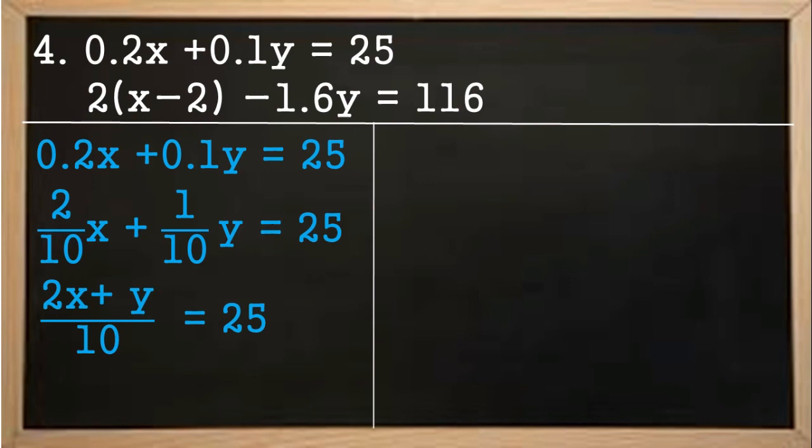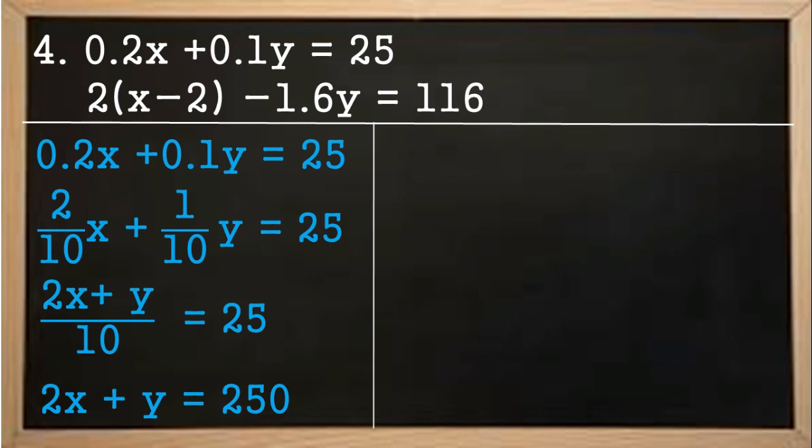Let us consider the LCM as 10, that is (2x plus y) by 10 is equal to 25, and shift 10 from the left hand side to the right hand side. It is 2x plus y is equal to 250. So the equation that was 0.2x plus 0.1y is equal to 25, we have written as 2x plus y is equal to 250. And the second equation also is not in the standard form.